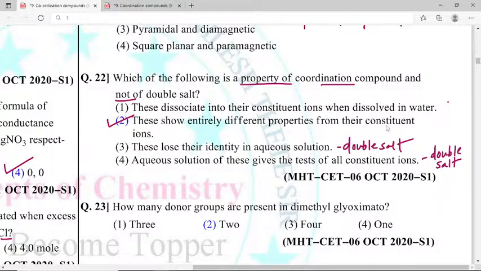They dissociate into their constituent ions when dissolved in water, double salt. And these show entirely different properties from their constituent ions. This is the coordination complex. Coordination complex. Okay, get it? So option number 2 is correct.